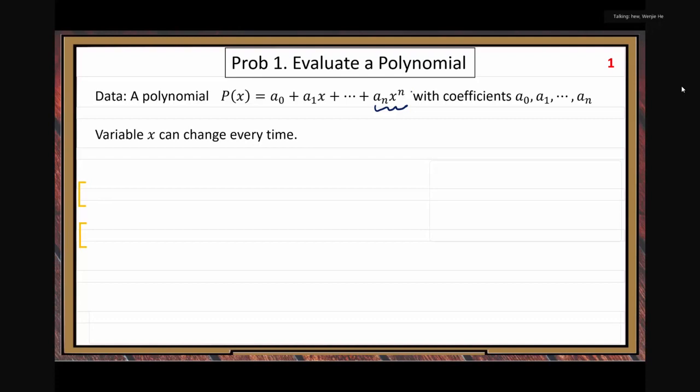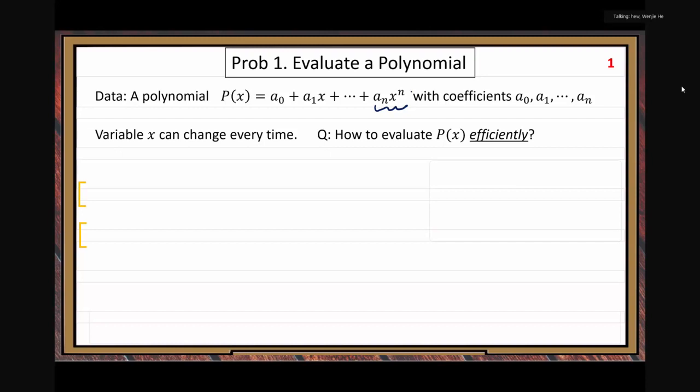The variable x can change every time. For one polynomial, we assume the coefficients are fixed. But the variable x can change each time. But if you change to a different polynomial, then you need to change the coefficients to get a different polynomial. The question: how to evaluate p of x efficiently?